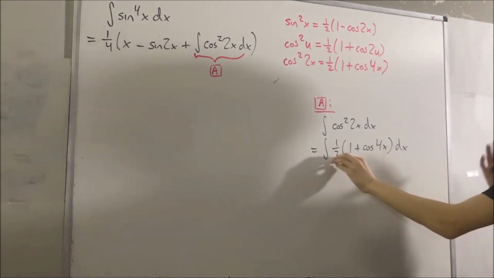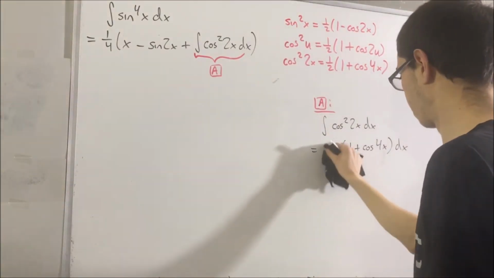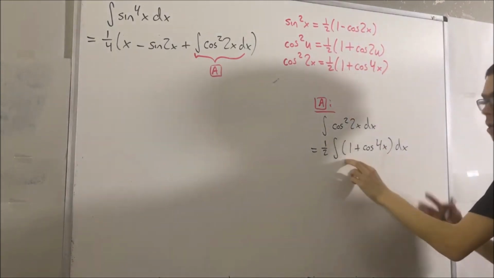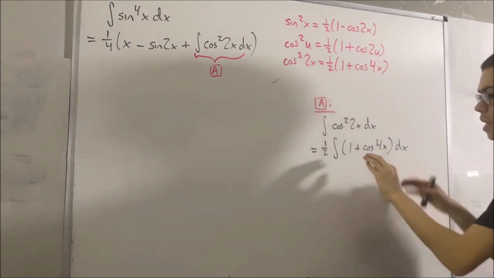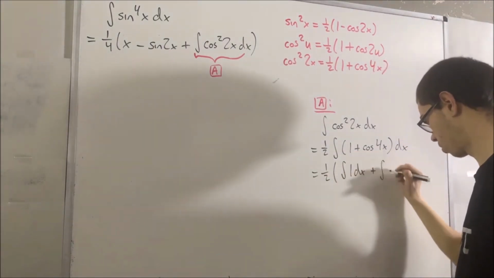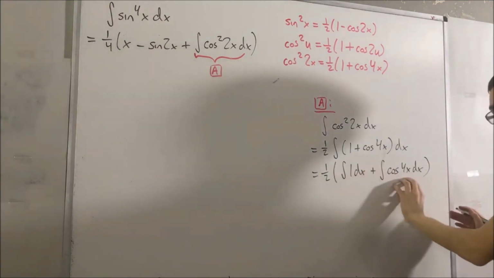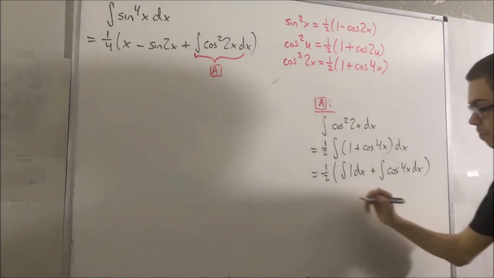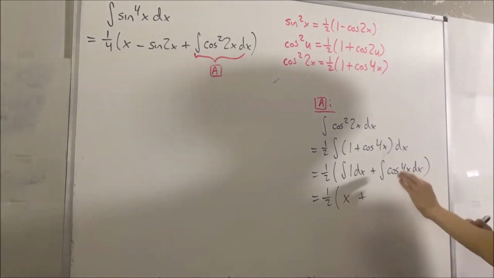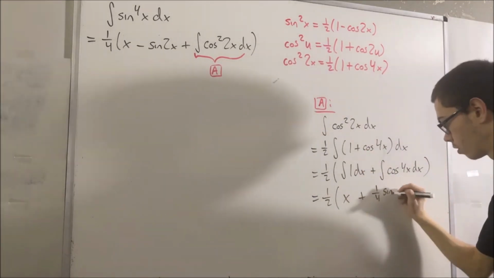Next, 1/2 is just a constant, so we can just pull 1/2 to the outside of the integral. So now, this is the integral we're evaluating. But we're ready to break this integral up into 2 separate pieces. Right, just like that. And these integrals are pretty easy to evaluate on their own. The integral of 1 is just x. The integral of cosine of 4x is just 1/4 sine of 4x.